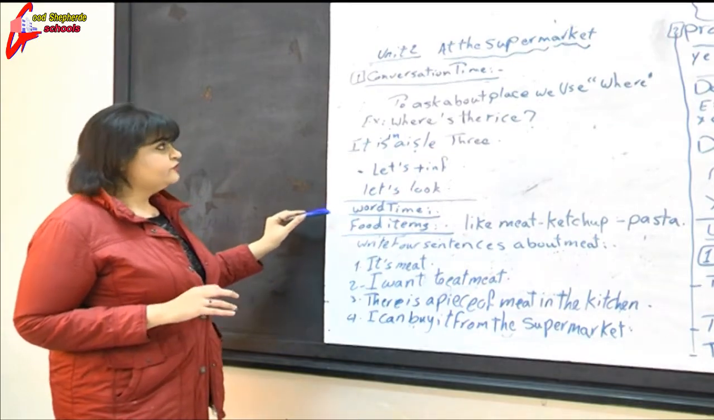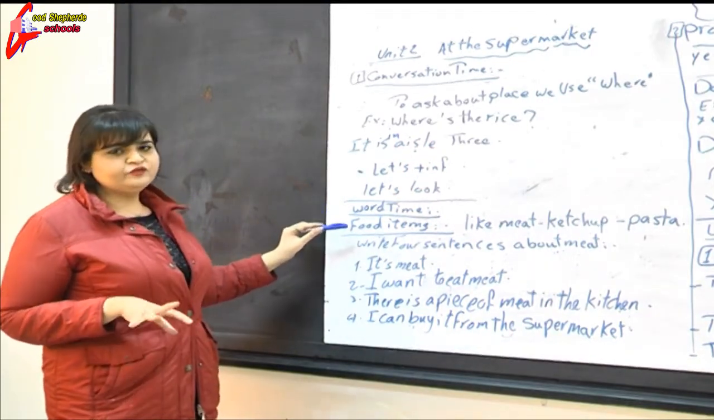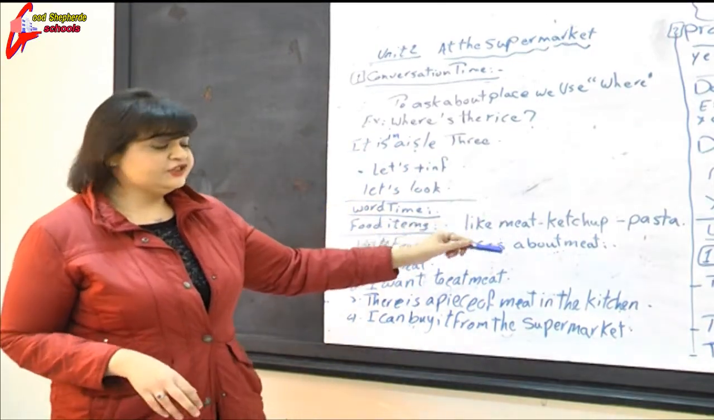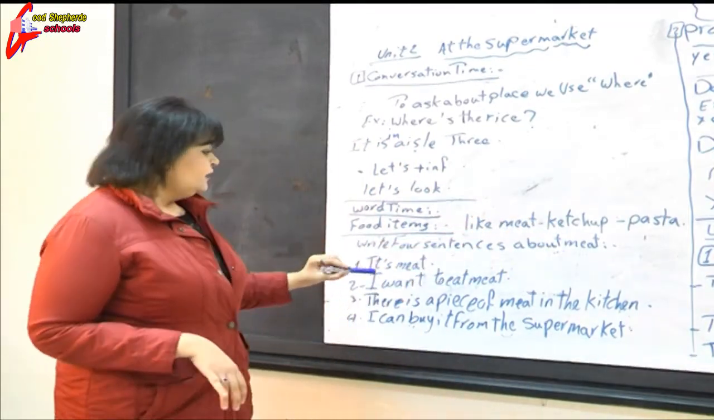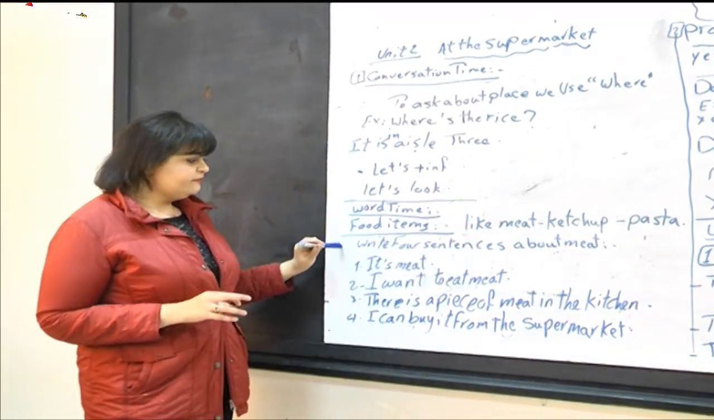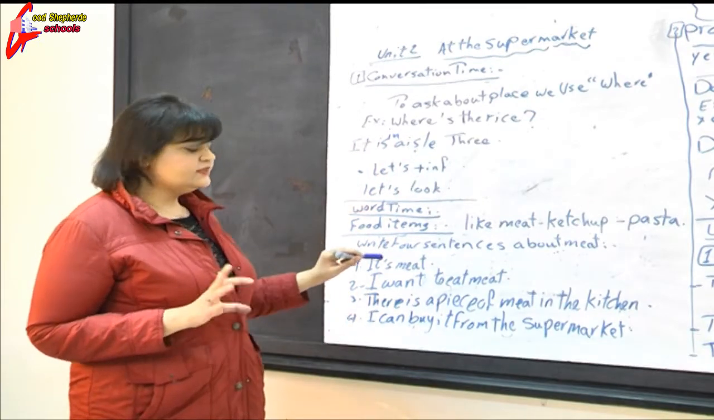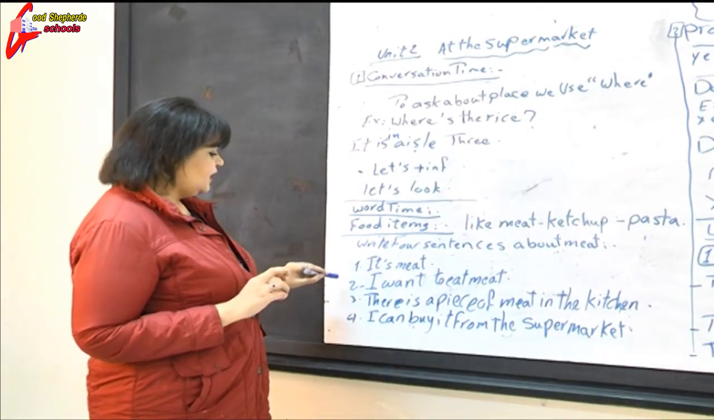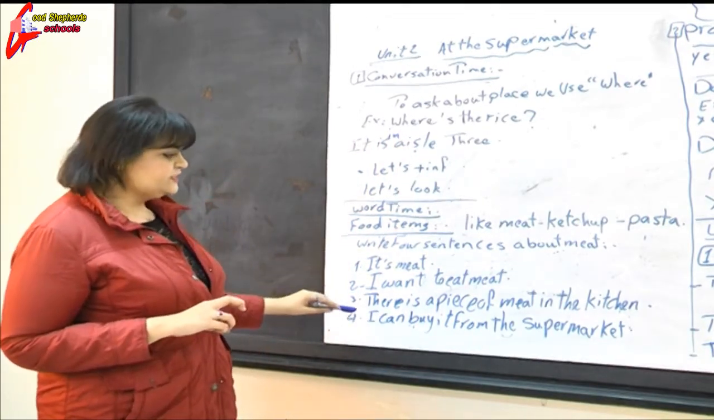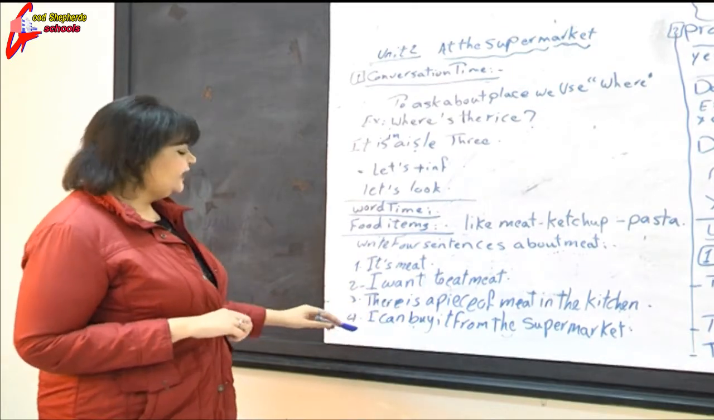Word time for this unit is about the food items like meat, ketchup, pasta, okay? Let's see an example with 4 sentences. It's meat. I want to eat meat. There is a piece of meat in the kitchen. I can buy it from the supermarket.